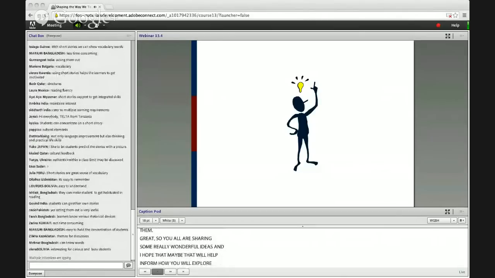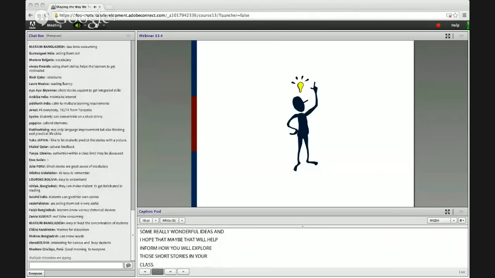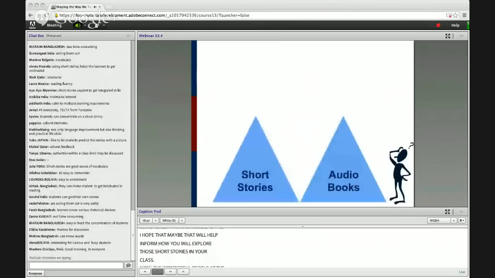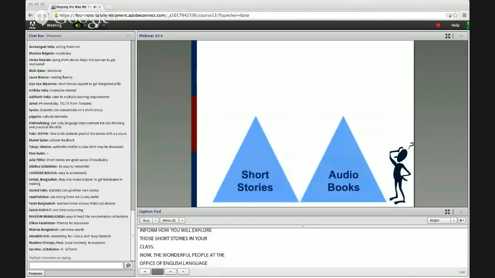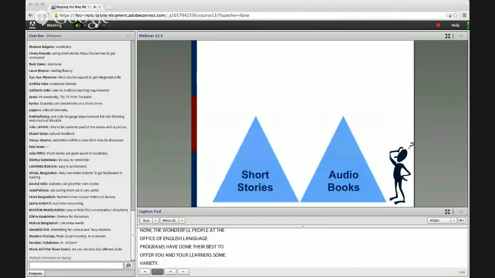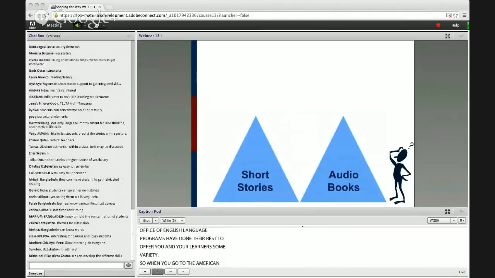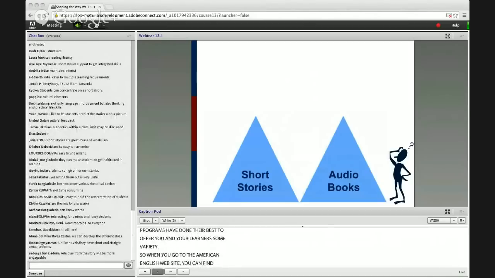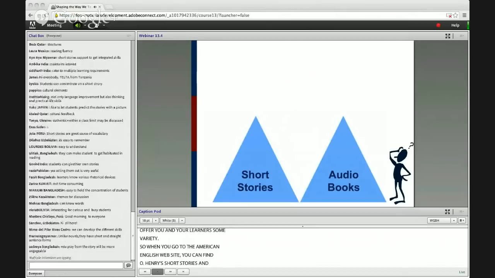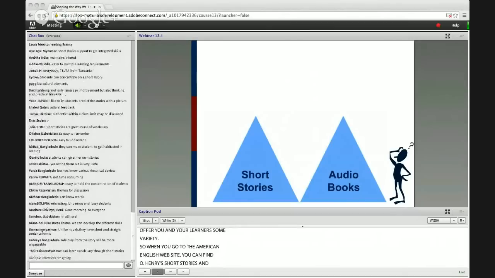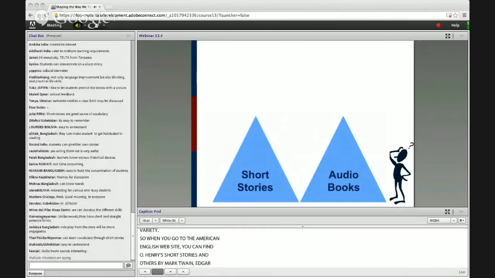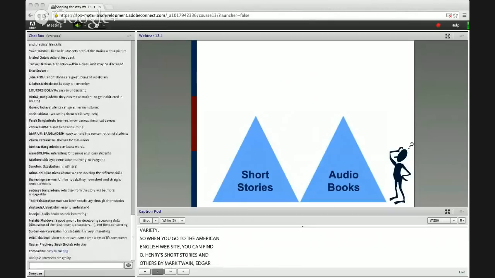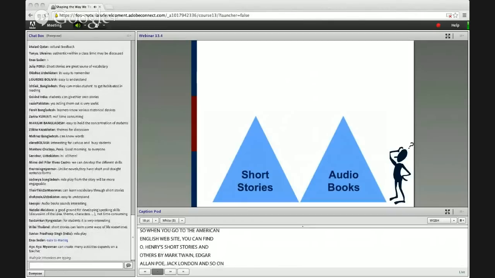Now, the wonderful people at the Office of English Language Programs have done their best to offer you and your learners some variety. So when you go to the American English website, you can find O. Henry's short stories and others by Mark Twain, Edgar Allan Poe, Jack London, and so on, in both text and audio format. And many of you have already begun exploring what is available there. So there are benefits, of course, to using each of these formats.